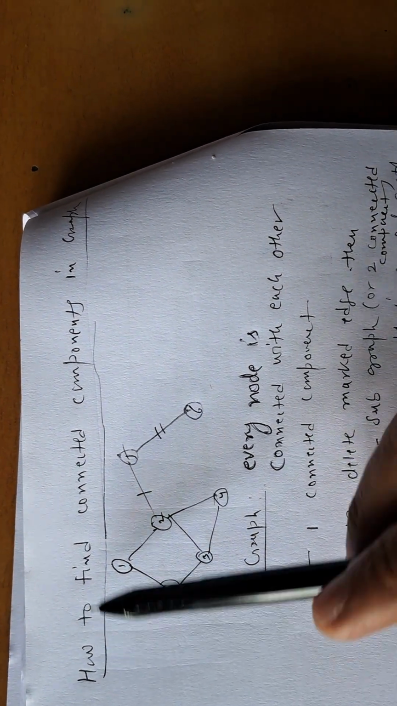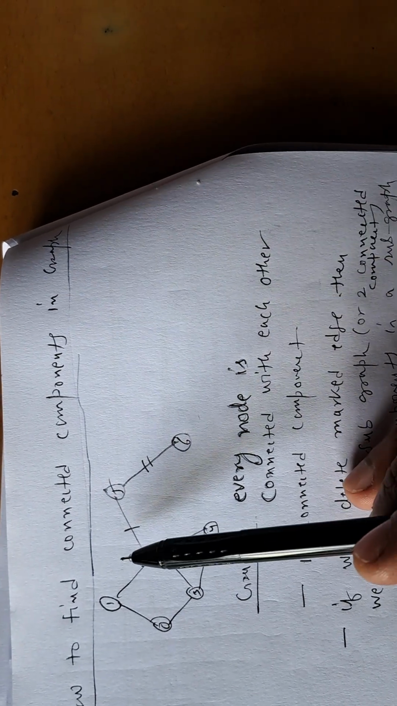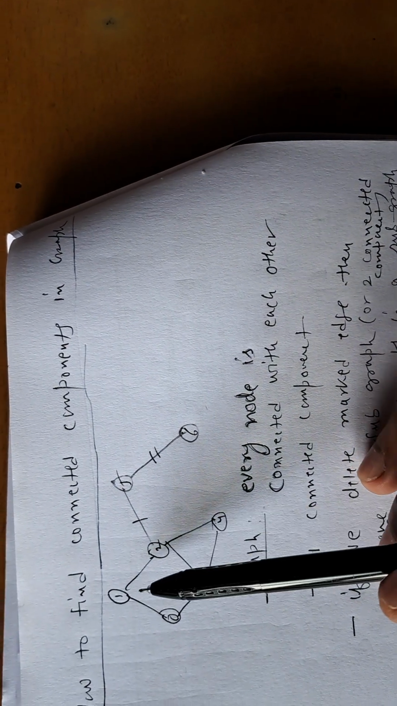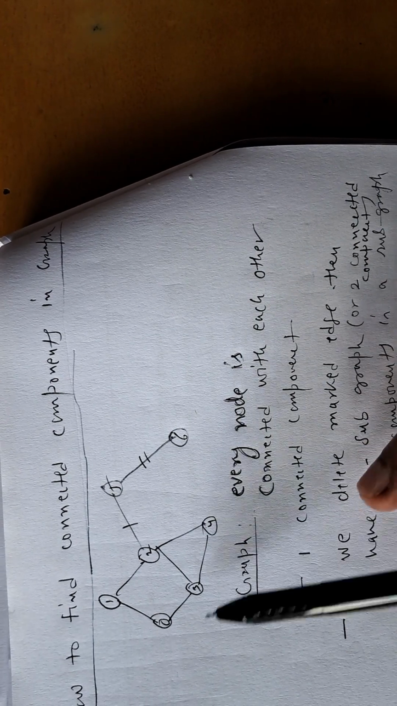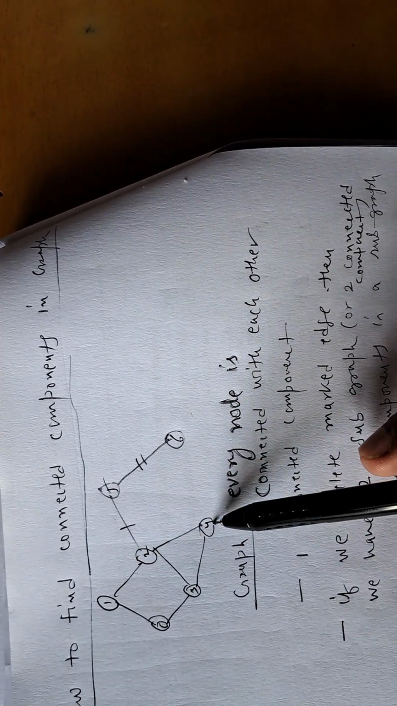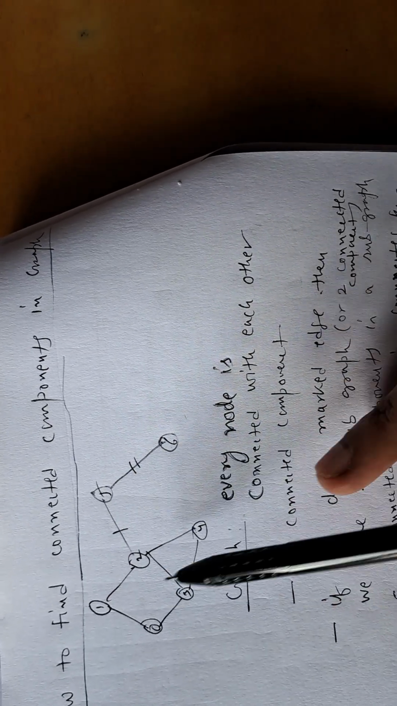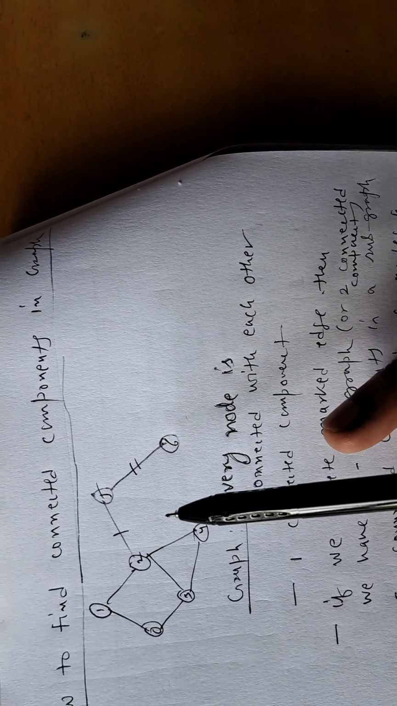So next topic is how to find connected component in graph. First of all, you try to understand if every vertex is reachable from each other. Let's say vertex 1 to 2 you can get, then 4, then 5 and 6. Then at max we have one component in the graph. So this is the one thing.